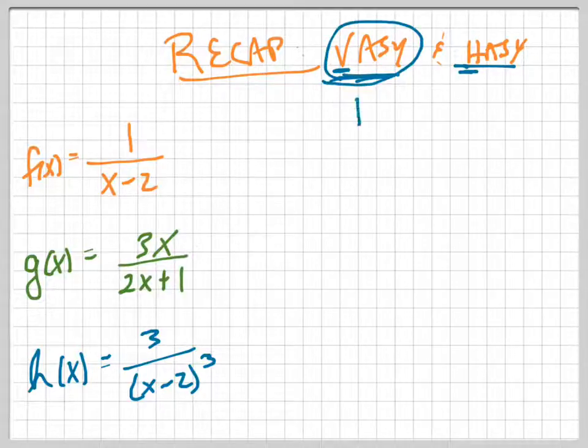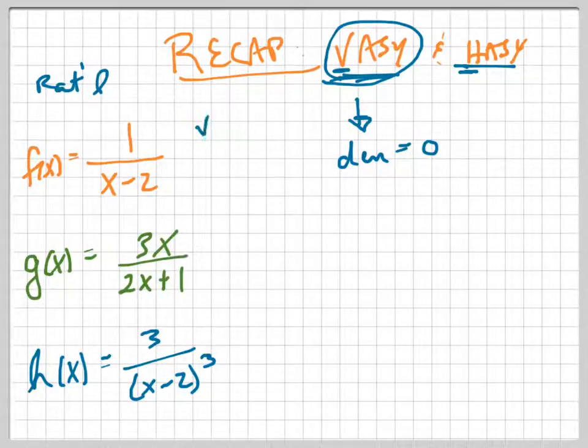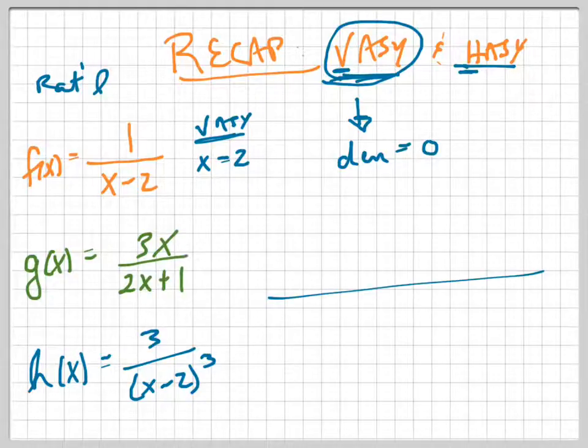Vertical asymptotes always have to do with, when we're talking about rational equations, there's other kinds of vertical asymptotes, but when we're talking about rational equations, vertical asymptotes always have to do with where the denominator equals 0. So the vertical asymptote, the VASY, for f of x is going to be x equals 2. And that's a vertical line at x equals 2. That's your vertical asymptote for f of x.